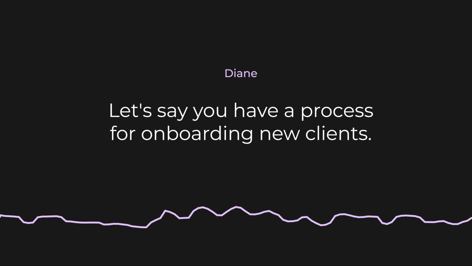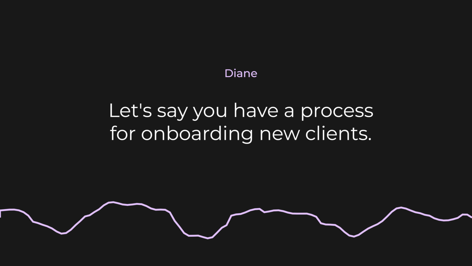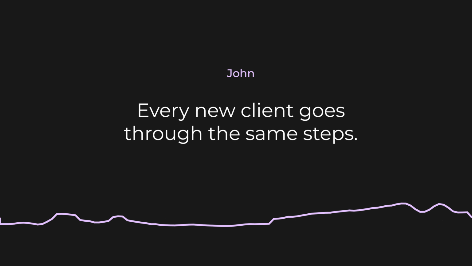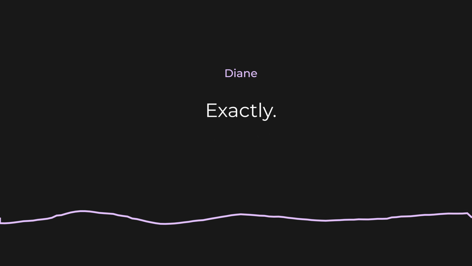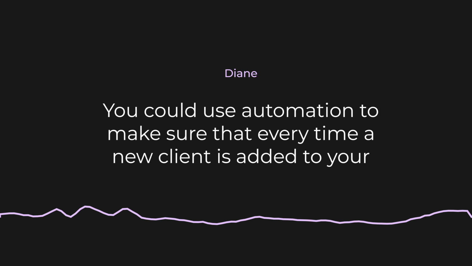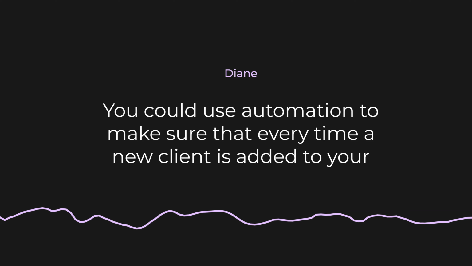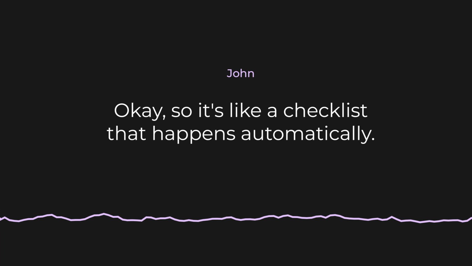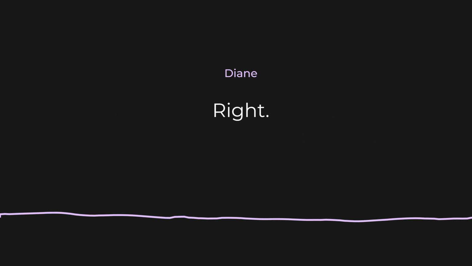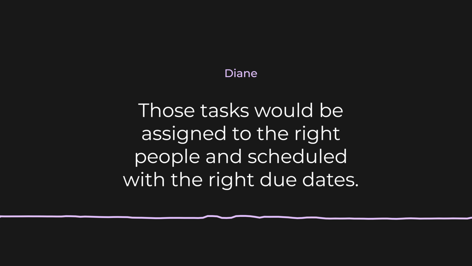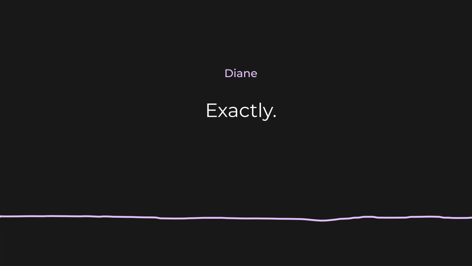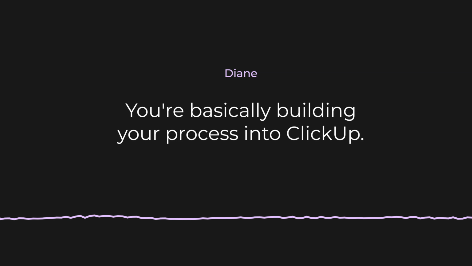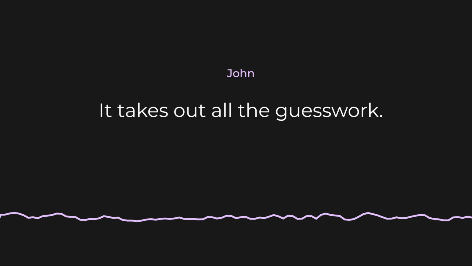Sure. Let's say you have a process for onboarding new clients. Okay, every new client goes through the same steps. Exactly. You could use automation to make sure that every time a new client is added to your ClickUp, a bunch of tasks are automatically created. Okay, so it's like a checklist that happens automatically. Right. Those tasks would be assigned to the right people and scheduled with the right due dates. So you don't have to manually do it every time. Exactly. You're basically building your process into ClickUp. That's so smart. It takes out all the guesswork.